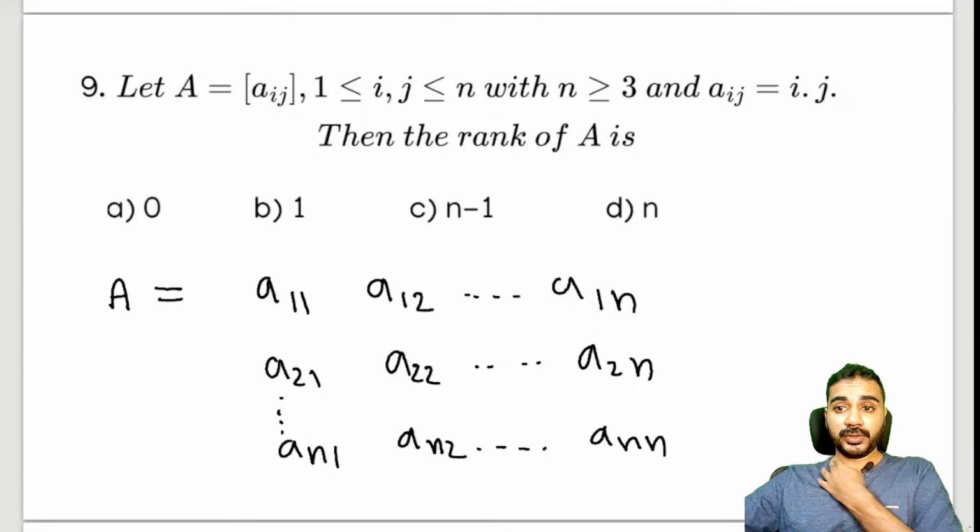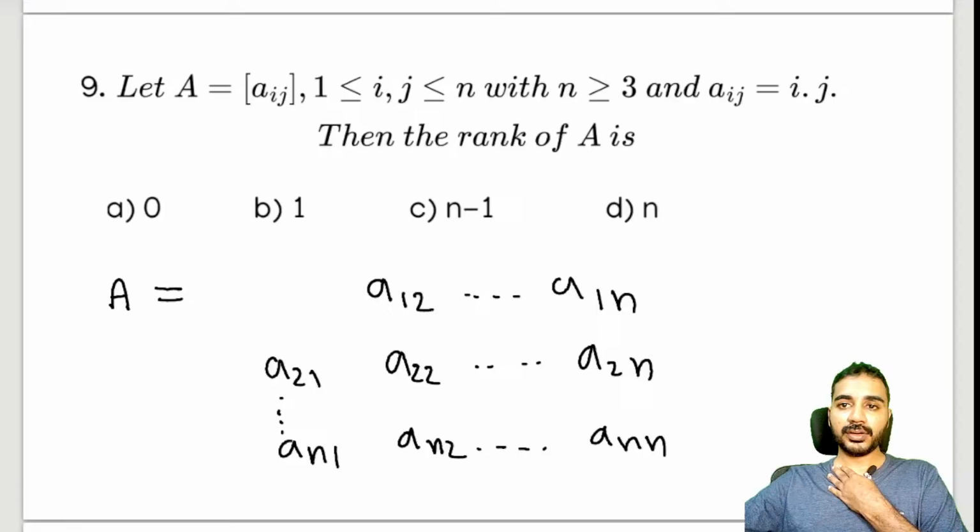Now it is given that Aij equal to i into j. So A11, since Aij equal to i into j, A11 is nothing but 1 into 1, that is 1. A12 is 1 into 2, that is 2 here.